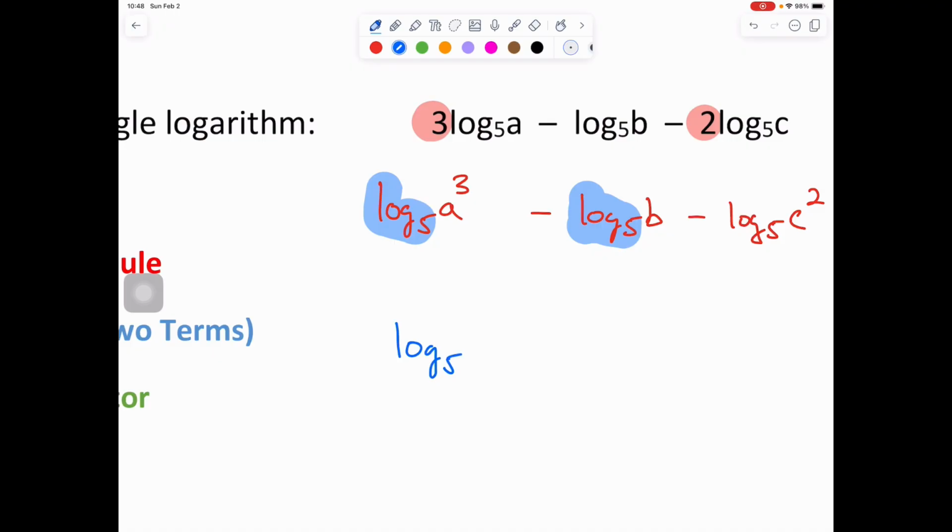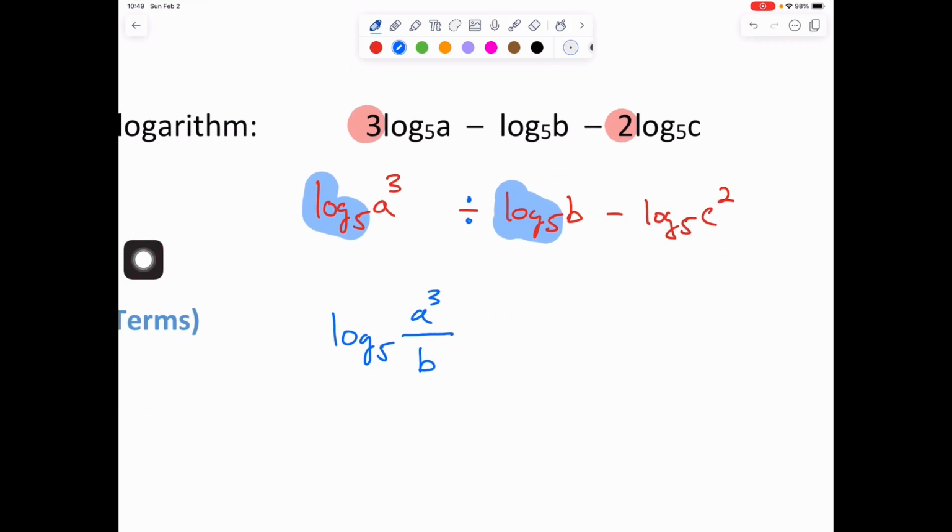What else do we need to do? Well, what do we know this subtraction turns into? Yes, division. So we will take our a cubed here, and I'm going to set it up a little higher because we will be dividing by, and what's left over here is our b. That b doesn't look too great. Let me rewrite that. And then our minus log base 5 of c squared, we will just copy down. Log base 5 of c squared.